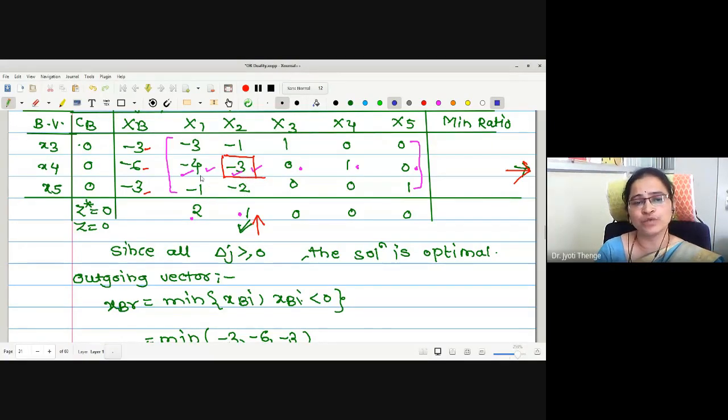Therefore, in this key row, we have two entries which are negative, -4, -3. Therefore, which ratios will we calculate? 2 upon -1, 1 upon -3. This is the shortcut, if you forget the formula also.